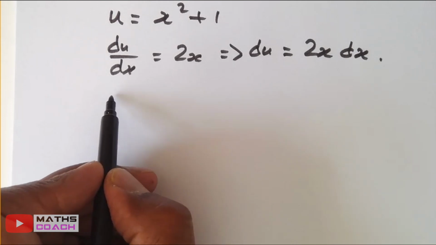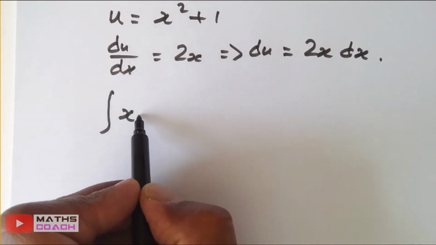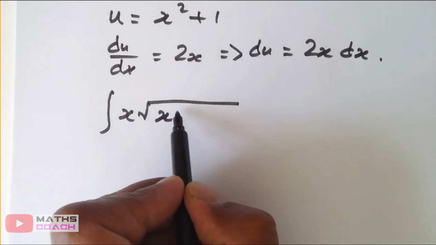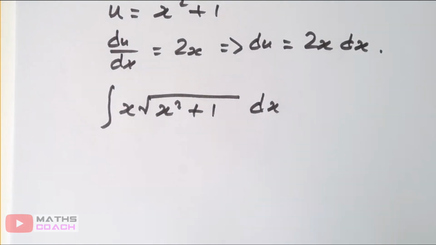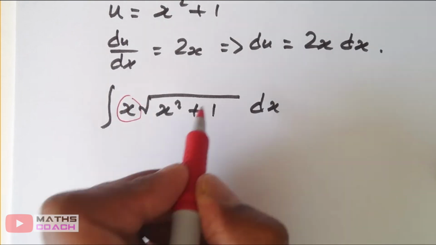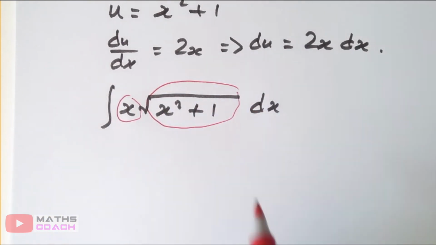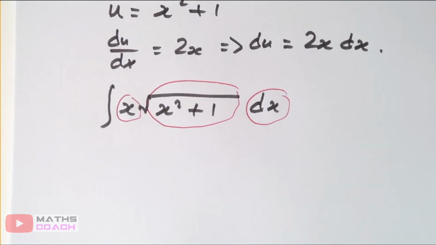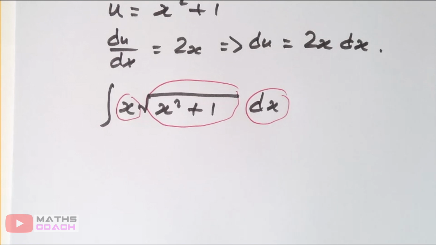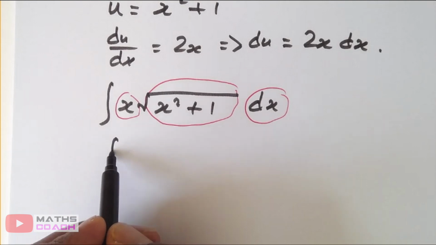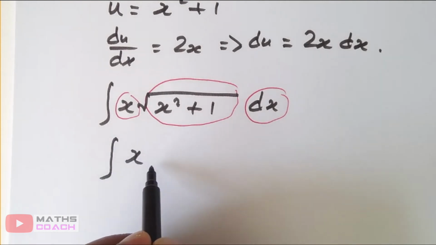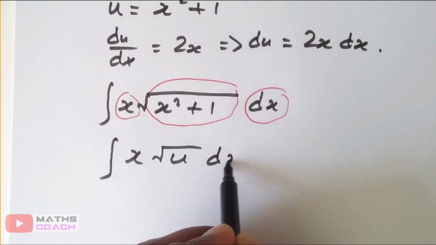So what we're going to do now, we're going to write our question out: integration of x square root of x squared add 1 dx. Like before, we look at different components. We've got one component here, a component here, and a component here, and all three of those components must be changed to an expression that involves only the letter u. So far I can at least write integration x square root of u dx.